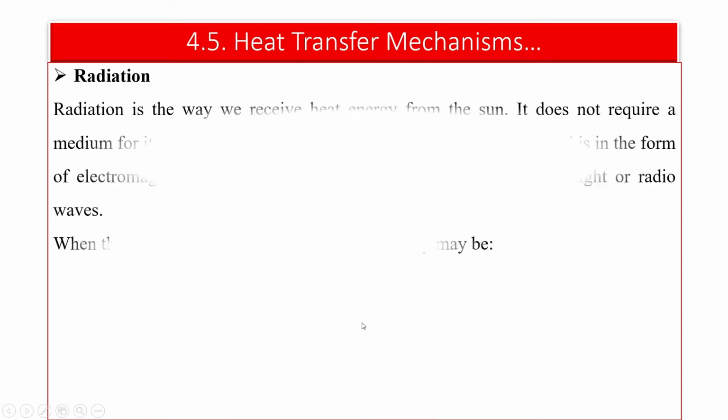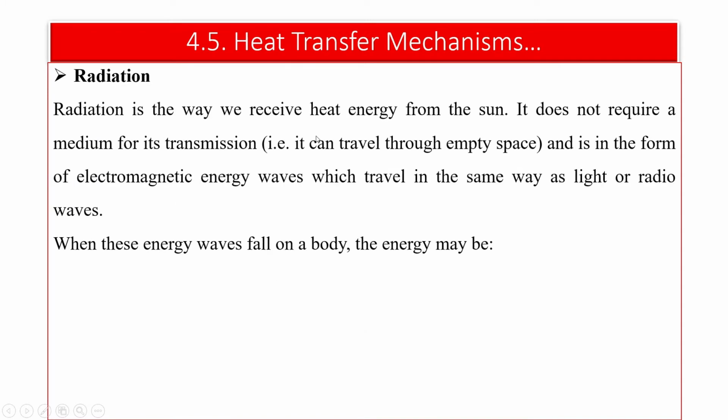So radiation is the way we receive heat energy from the sun. It does not require a medium for its transmission. That is, it can travel through empty space. That's radiation, and it is in the form of electromagnetic energy waves, which travel in the same way as light or radio waves.